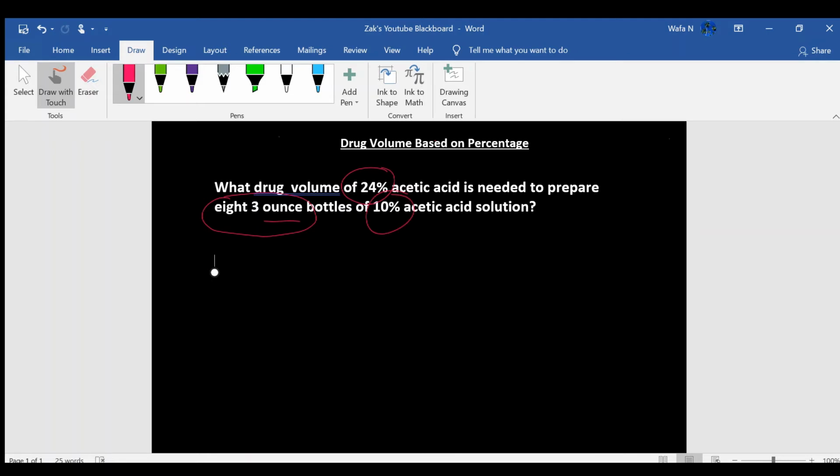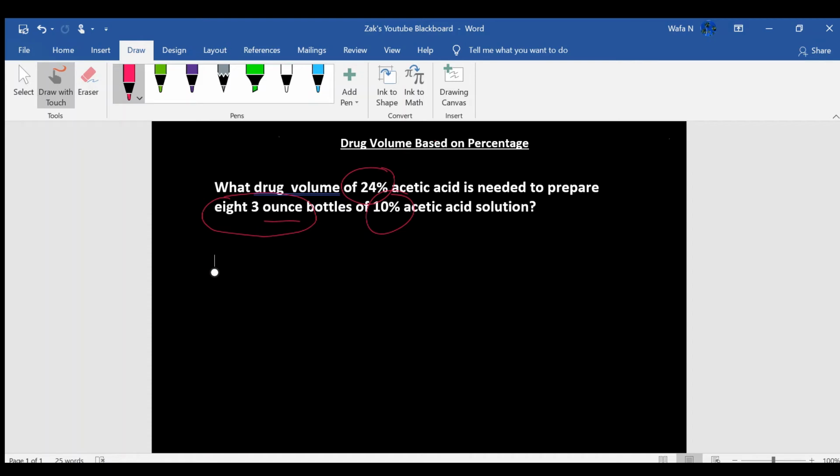When you read a problem like this, the first thing that you need to take into account is what the question is asking. It's asking for the volume. And when you think of a volume, it can only be in the form of a solution, which is in the form of milliliters, mL.